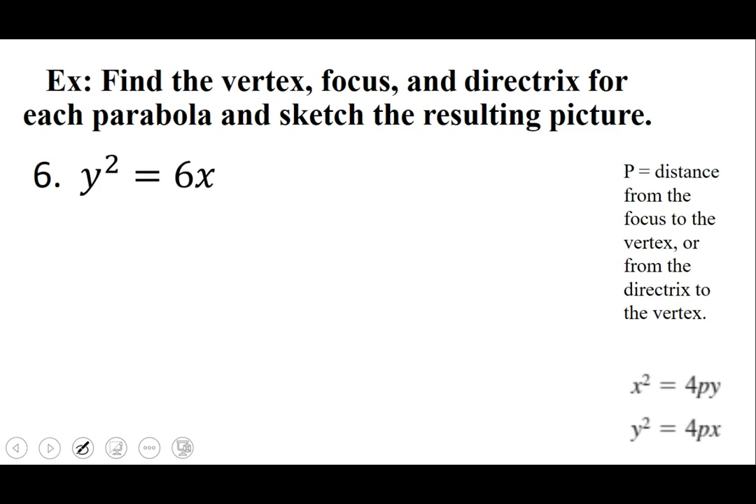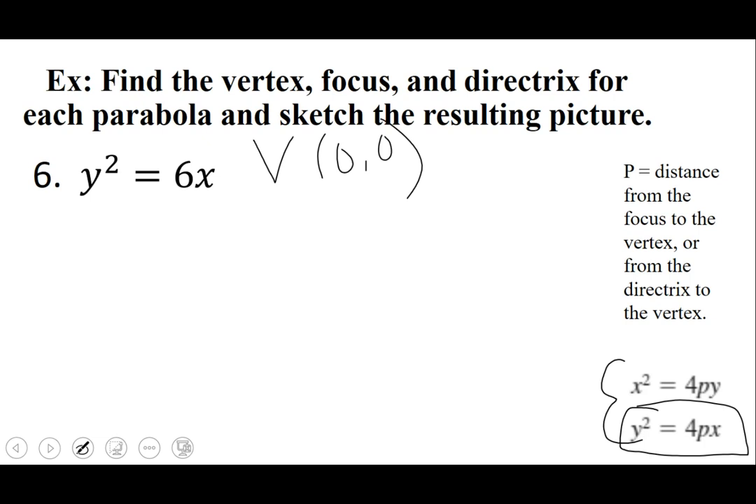So let's go ahead and take a look at example 6 here. So y squared equals 6x. Again, notice that we are staying with these easier formulas because there is no h, there is no k, which means the vertex must be 0, 0. Looking at this equation, we're going to be using the second one, which is the y squared. So since we already have a 1y squared, we're good to go.